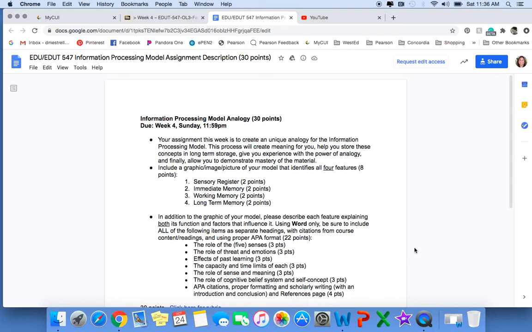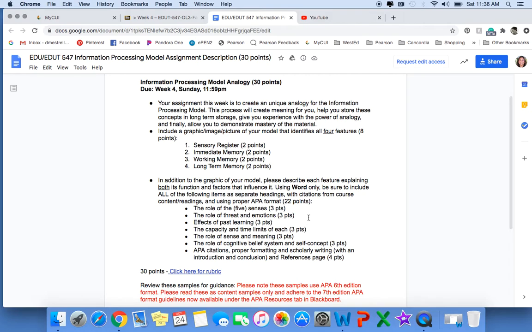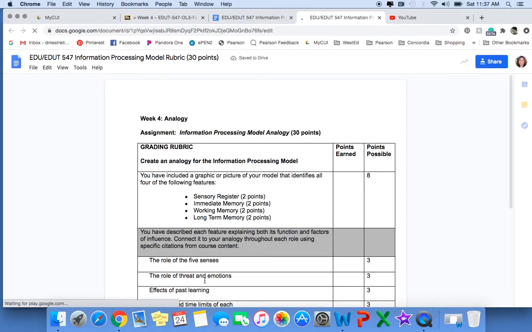So be sure to include all these as separate headings with citations from the course content and use proper APA format. You can look here: the root of the 5 senses, the role of threat and emotions, effects of past learning, capacity and time limits of each, the role of sense and meaning, the role of the cognitive belief system and self-concept, and then of course your APA citations. All of those together will be 22 points. And if you'd like to review the rubric, simply click here. There it is.